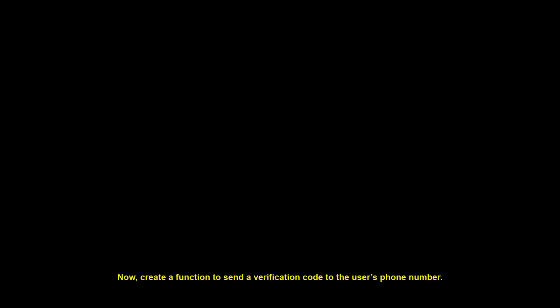Now, create a function to send a verification code to the user's phone number. This function should take the user's phone number as an argument. Within this function, use the Twilio Verify service to send a verification request. The request should include the service SID and the user's phone number. Once you send the request, Twilio will dispatch a verification code.